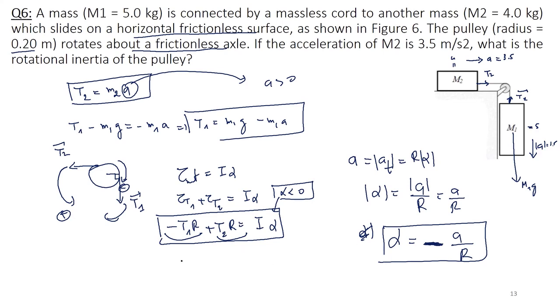Okay, alpha is A divided by R. So basically here, I will have what? Minus T1 plus T2 is I divided by R multiplied by alpha. But alpha will be what? Minus A divided by R. So bottom line, I will have minus minus. This minus will go here. So here I will have plus and minus. So I will have T1 minus T2 is I divided by R square A.